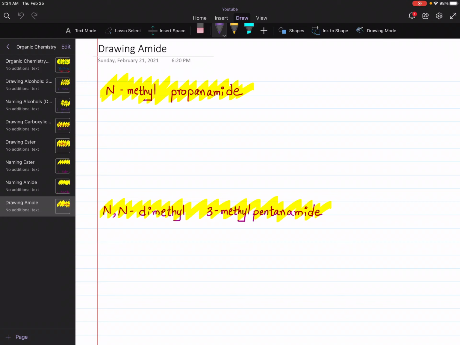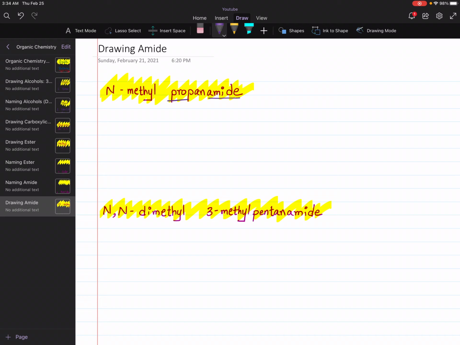I have an example for you about how to draw amides. The first one I have here is N-methyl propanamide. When we are drawing amides, how do we identify if a molecule is an amide? If you look at the ending of the name, it says it all there: amide. So that tells us it's an amide.